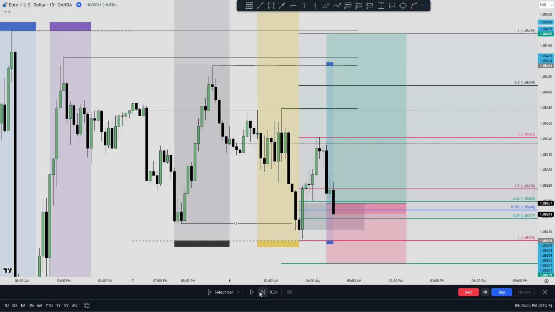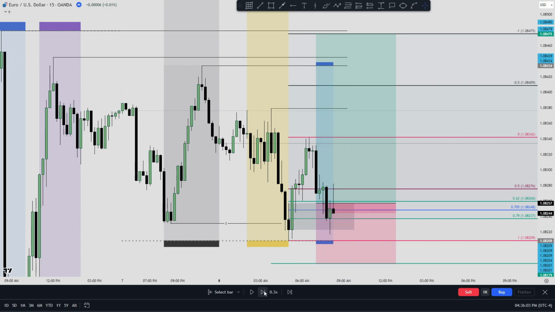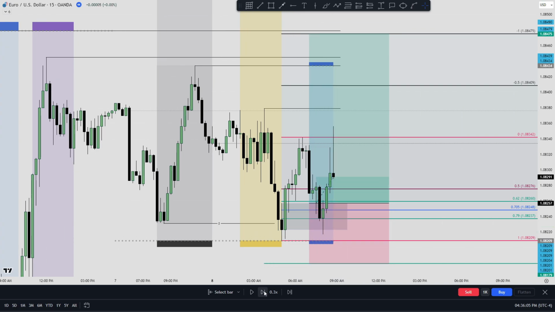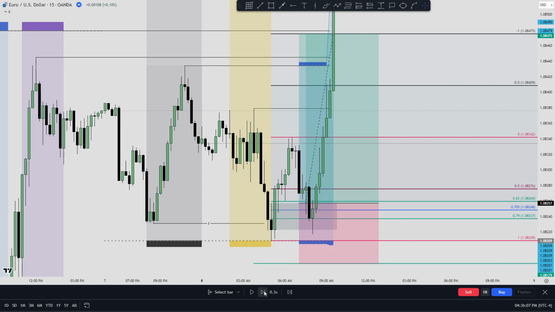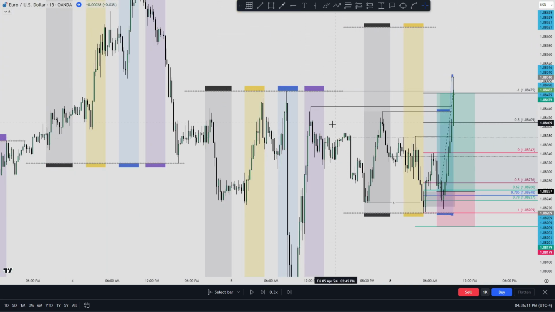You can see that we have reached down into that bullish order block. We reach a little lower, a deep retracement into that bullish order block. Then we start getting that push to the upside, and then finally we reach up into those prior daily highs.